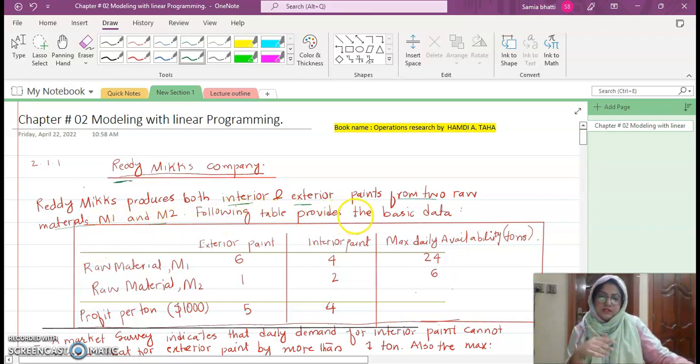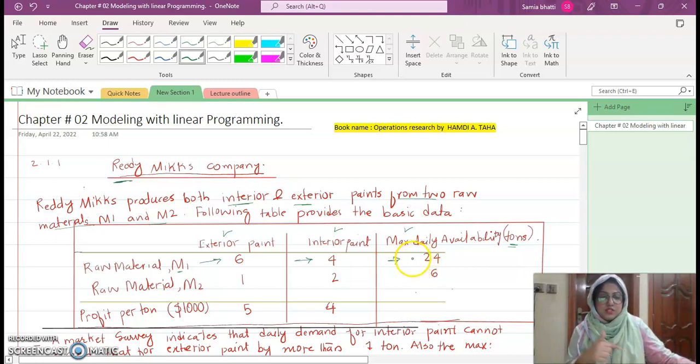The following table provides the basic data. Let's see that there is exterior paint, there is interior paint, and we have the maximum daily availability of raw material in tons, right? So the measurement is done in tons. Now if we look at raw material 1, which is called M1, to produce exterior paint we need 6 tons of raw material 1. And to produce interior paint, we need 4 tons of raw material 1. Altogether, the daily maximum availability of raw material 1 is 24 tons.